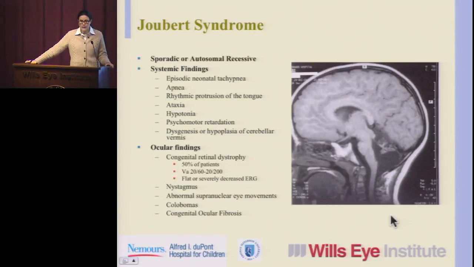Ocular findings, what you'll find is a congenital retinal dystrophy in about 50% of patients, and vision varying from about 20/60 to 20/200. Here we'll have a flat or severely decreased ERG. They have nystagmus, colobomas, congenital ocular fibrosis, and this one child who we had actually even developed retinal detachment.